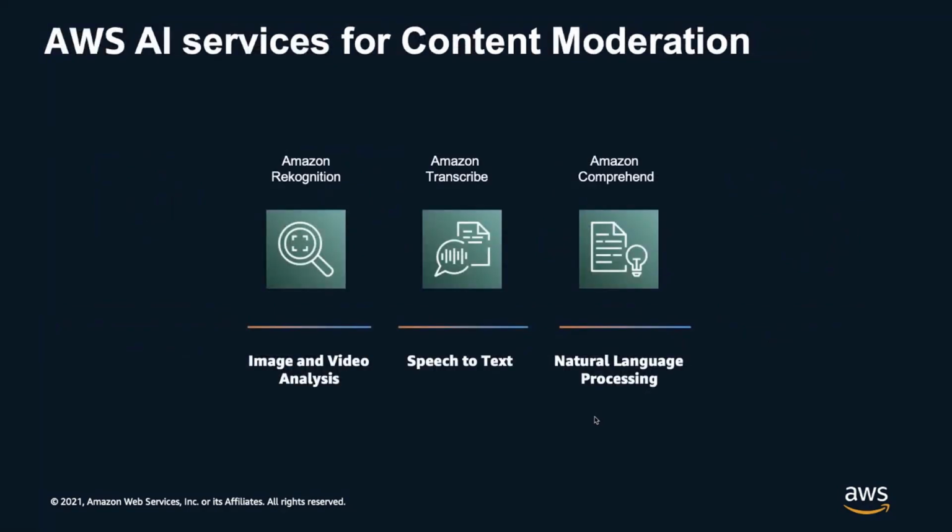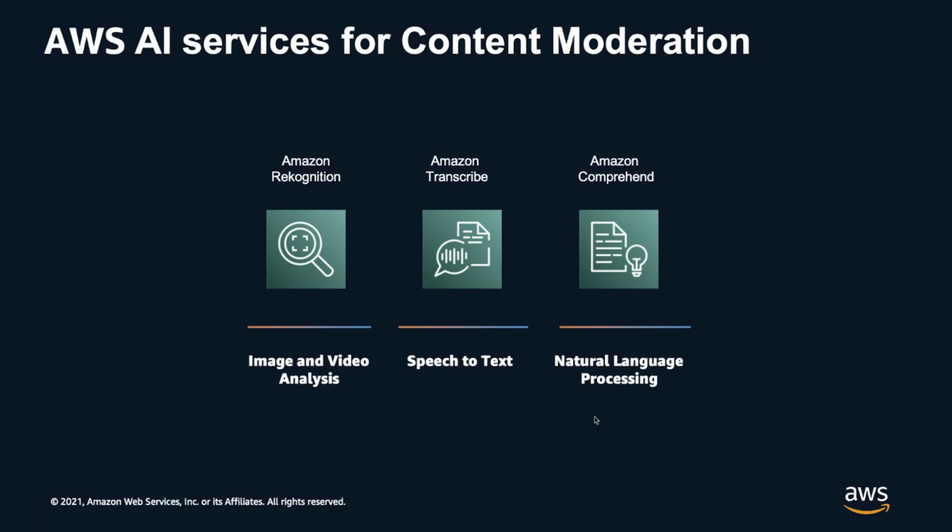Now, AWS offers multiple AI services which can be used for content moderation. In this webinar, we'll be looking at 3 of these. The first one is Amazon Rekognition, which is an image and video analysis service. Next, we have Amazon Transcribe, which converts speech to text. And finally, we have Amazon Comprehend, which is a natural language processing service. All of these are machine learning-based services, which are pre-trained and in some cases customizable also, as we'll see later.